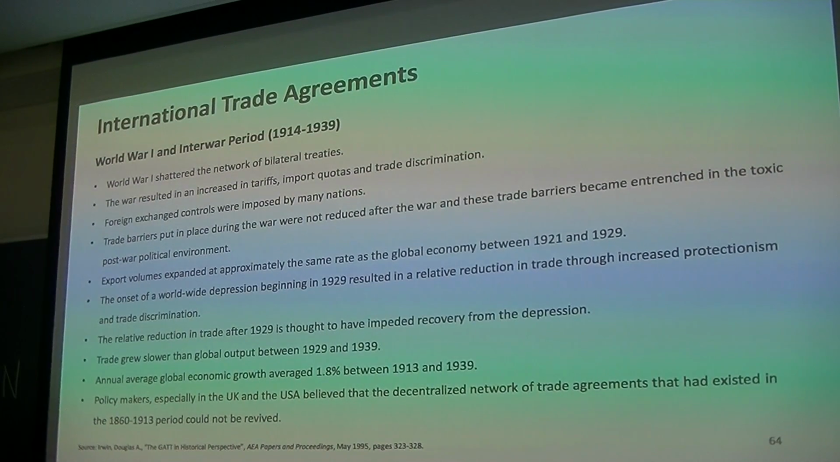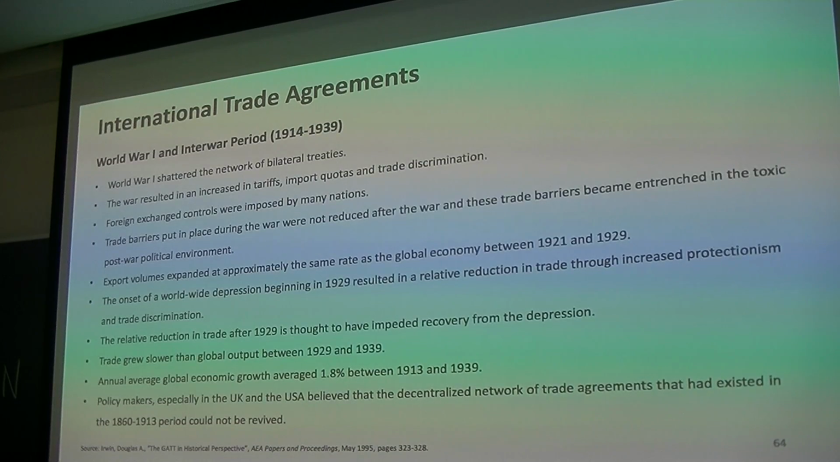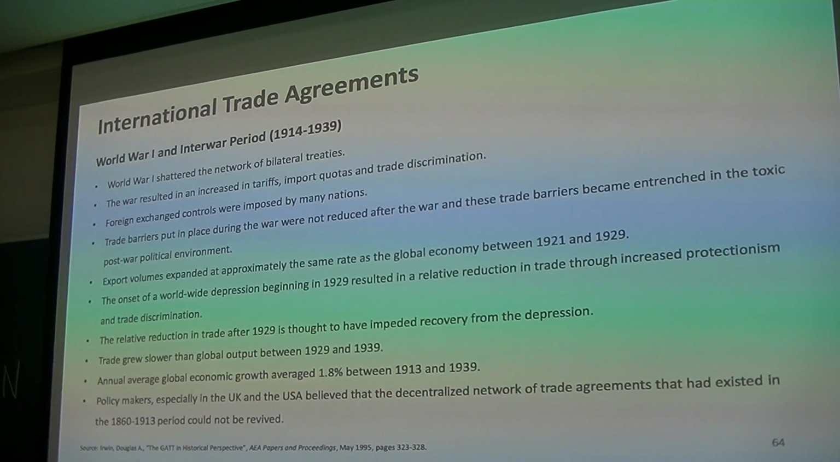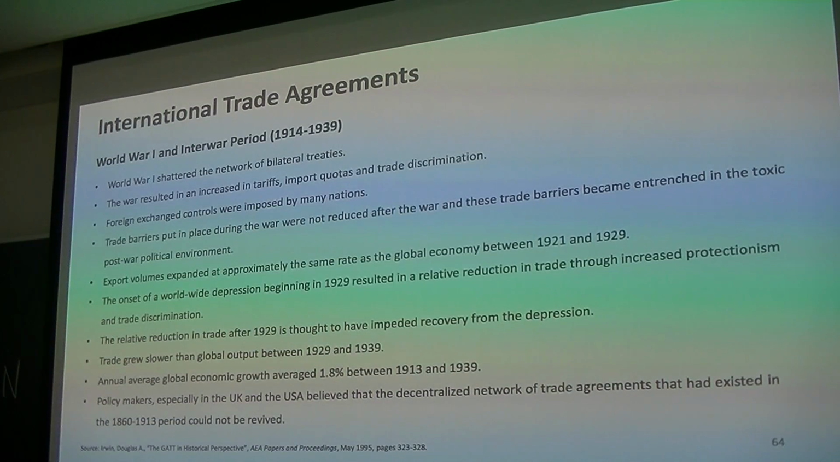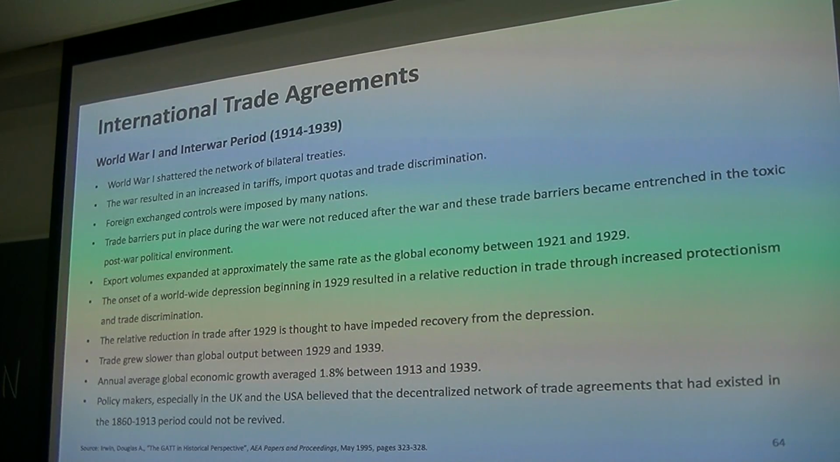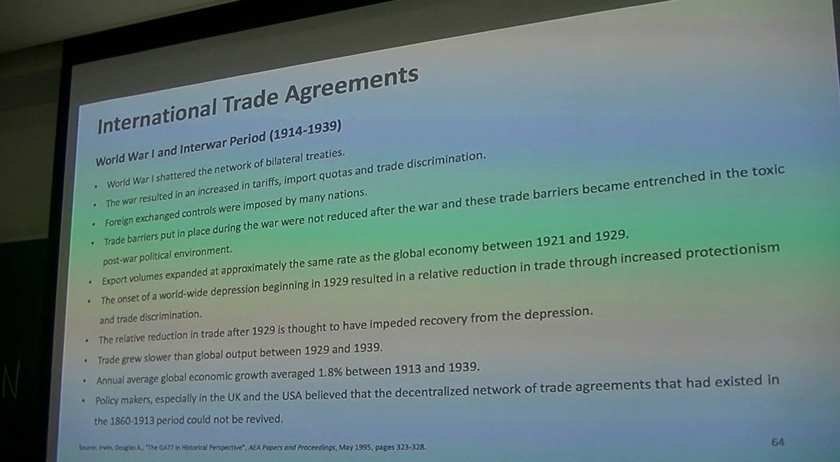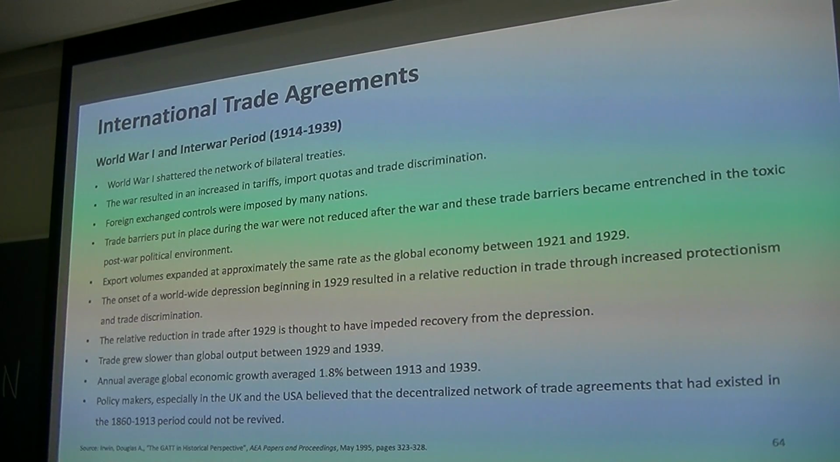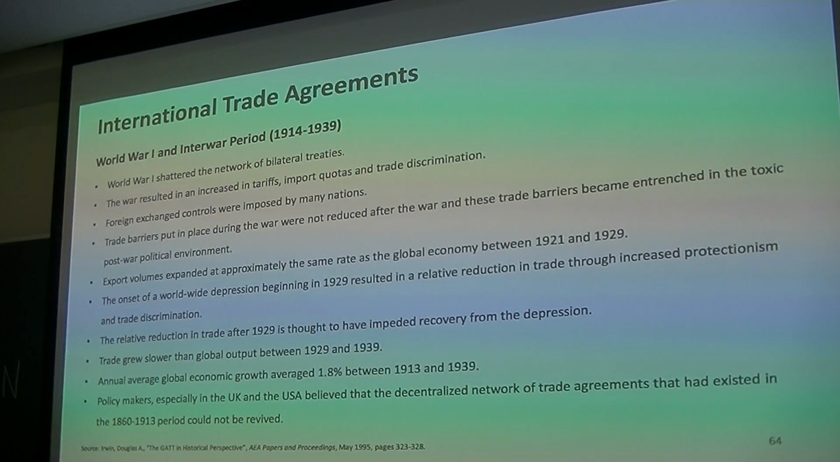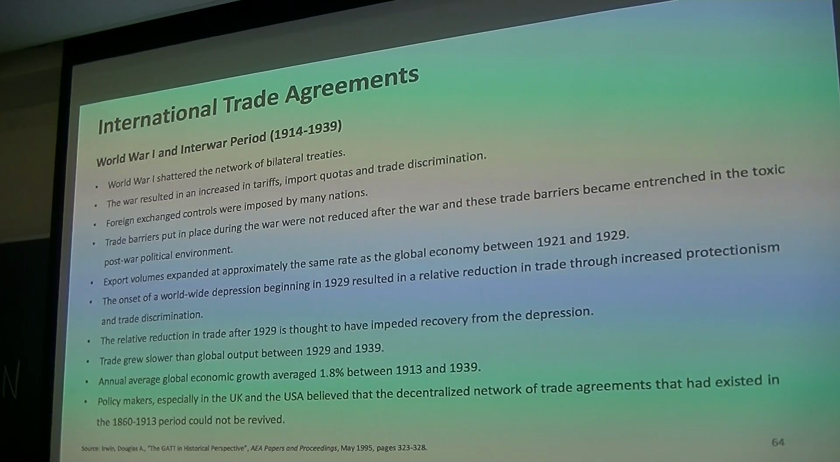Then there was the worldwide depression that started in 1929, which we'll go into much more detail later. And it resulted in a relative reduction in trade. So we had trade shrink during the war, then it didn't expand from 1921 to 1929, and then in the Great Depression it shrunk some more, as a share of global GDP. The relative reduction in trade after 1929 is thought to have made the Depression worse.